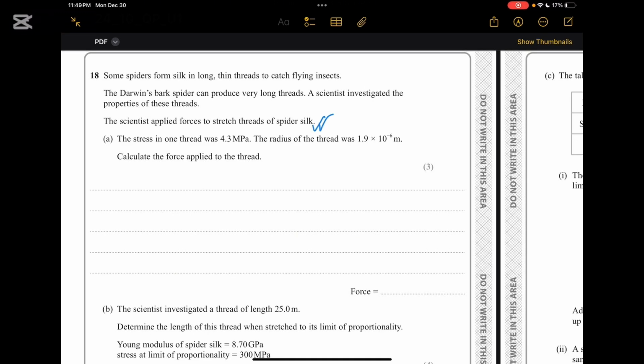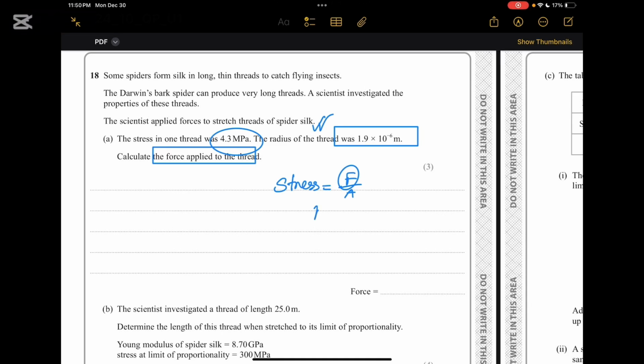The stress has been given as 4.3 MPa. The radius has been given as this, and they have asked us to find the force. We know the formula: stress is equal to force per unit area. So they have asked us to find the force, and they have given us the stress and the area.